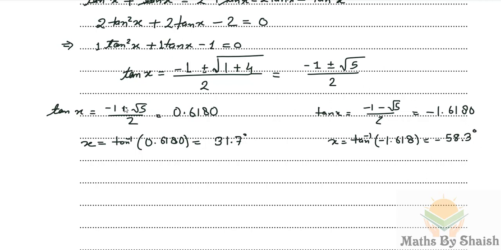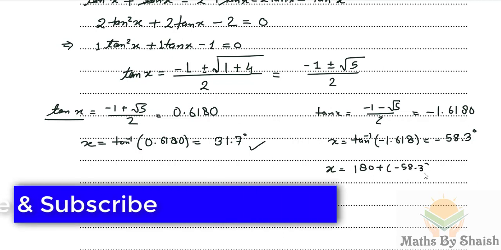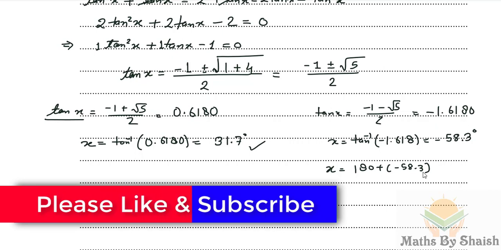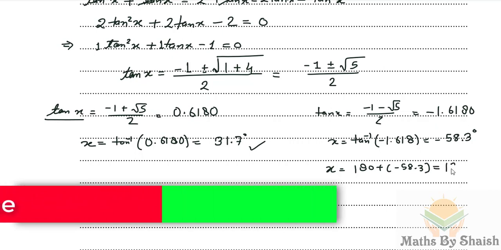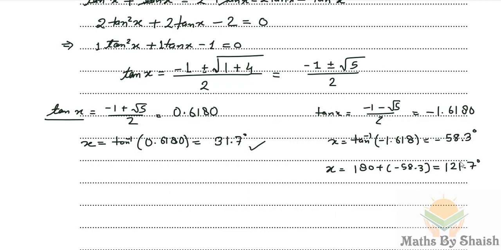And we require our answer between 0 and 180, so we will get another angle. From here we get another angle, as in the case of tan, 180 plus the previous angle. So when we add 180 plus 31.7, that would be more than 180, so that is not possible. And from here the next angle is going to be 180 plus theta, so 180 plus this angle, minus 58.3, so this is going to be 121.7 degree. So that is also acceptable.